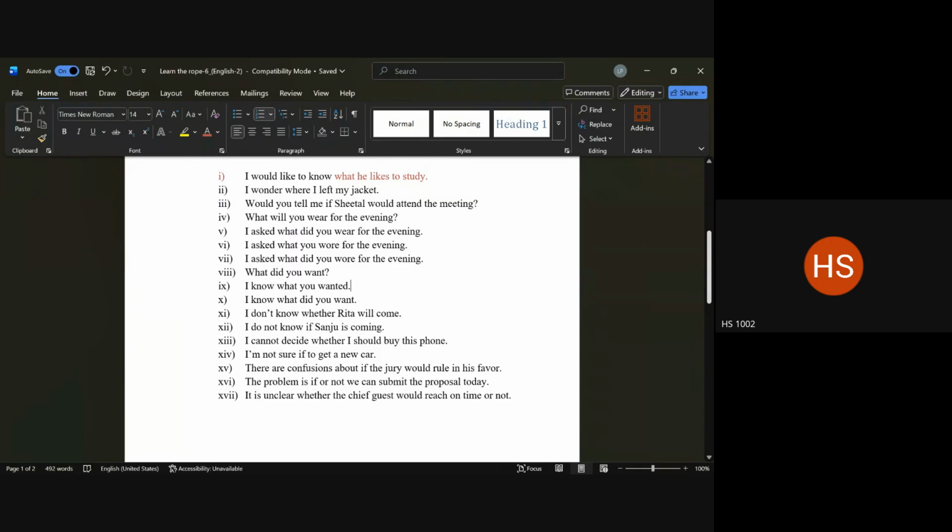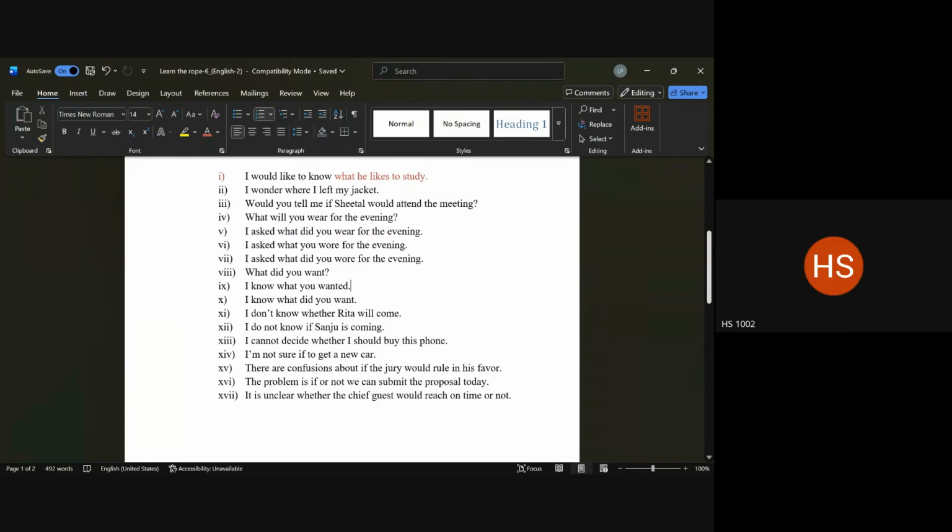Compare it with the previous sentence, which is also an interrogative sentence. It had a subordinate clause: if Sheetal would attend the meeting. Compare it with that, then look at question number 4 and tell me if it has a subordinate clause. Does it have any? Yes, ma'am. Subordinate clause, where? Because, ma'am. Which part of it is the subordinate clause?